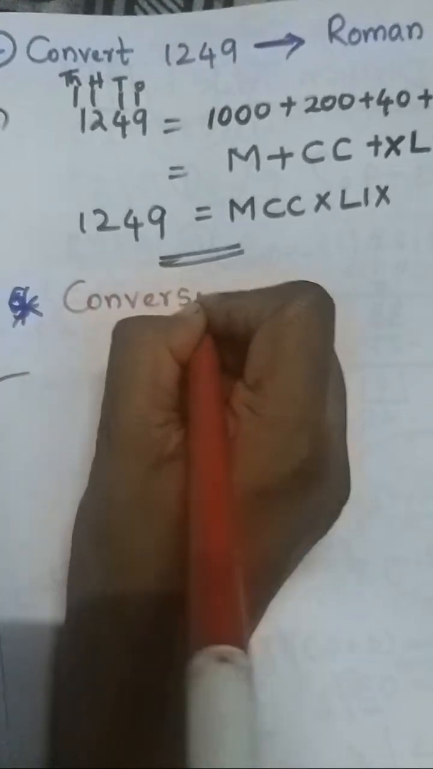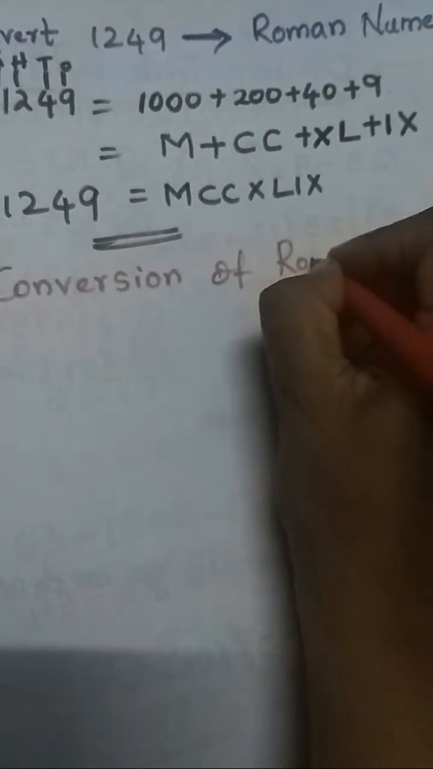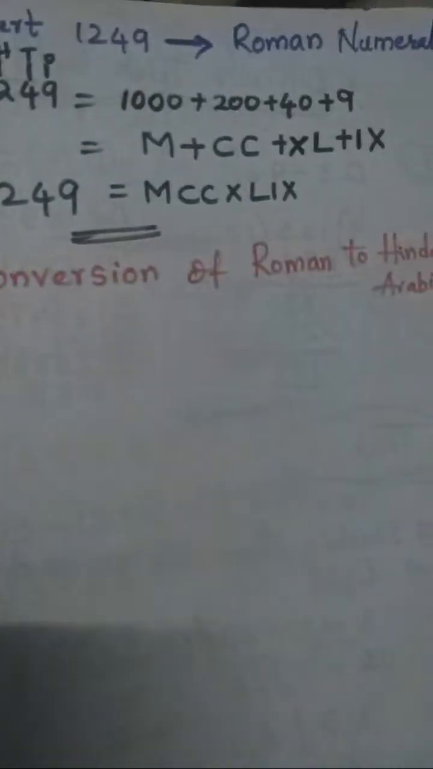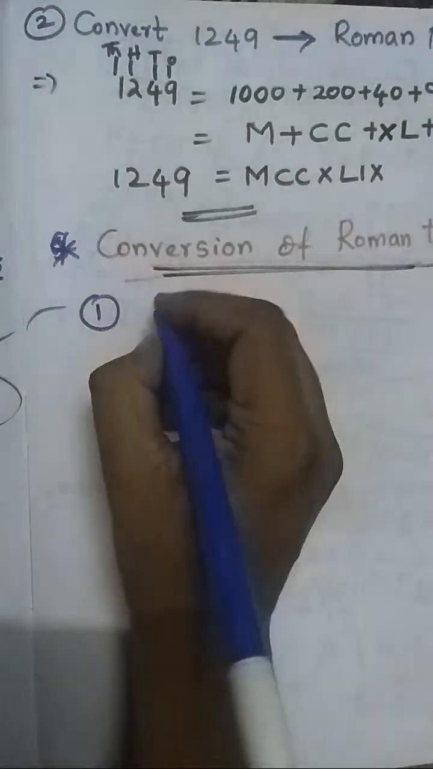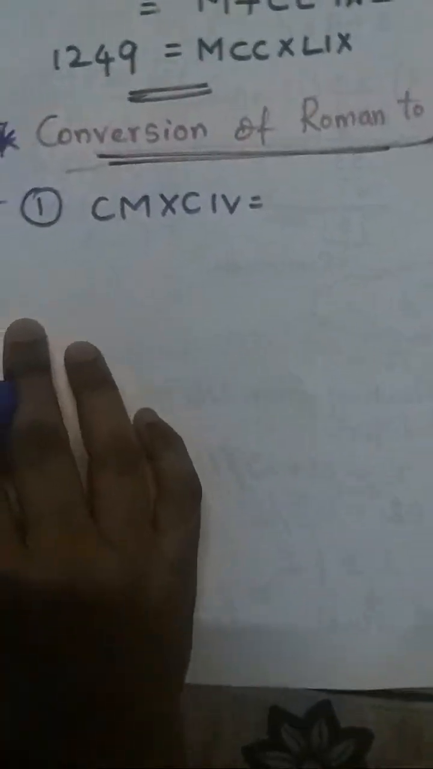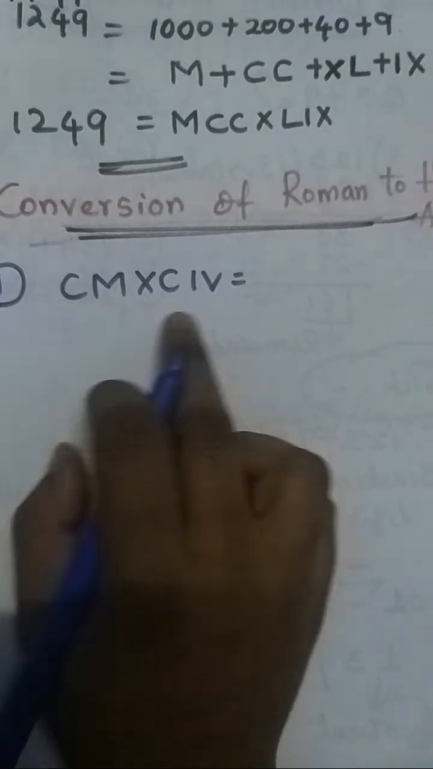Now second, conversion of Roman to Hindu Arabic. Two examples I will show here. Conversion of Roman to Hindu Arabic. See here, the first one, CMXCIV. This can be written in expanded form.